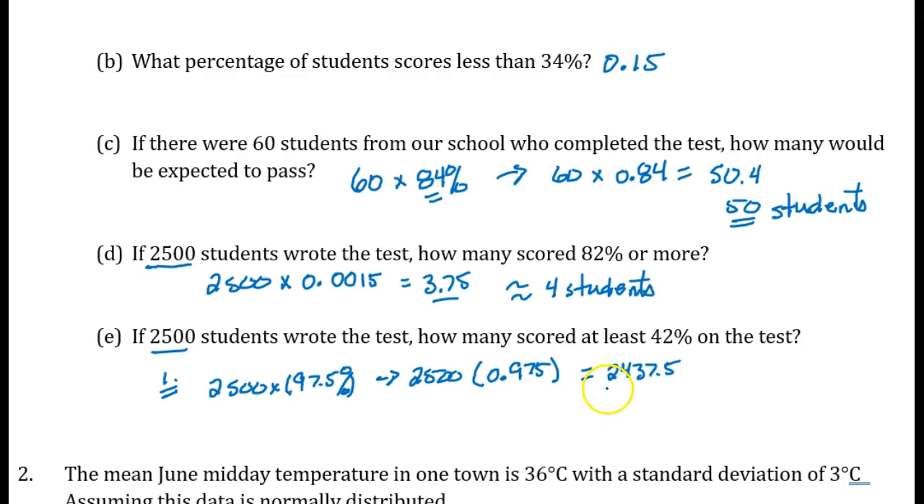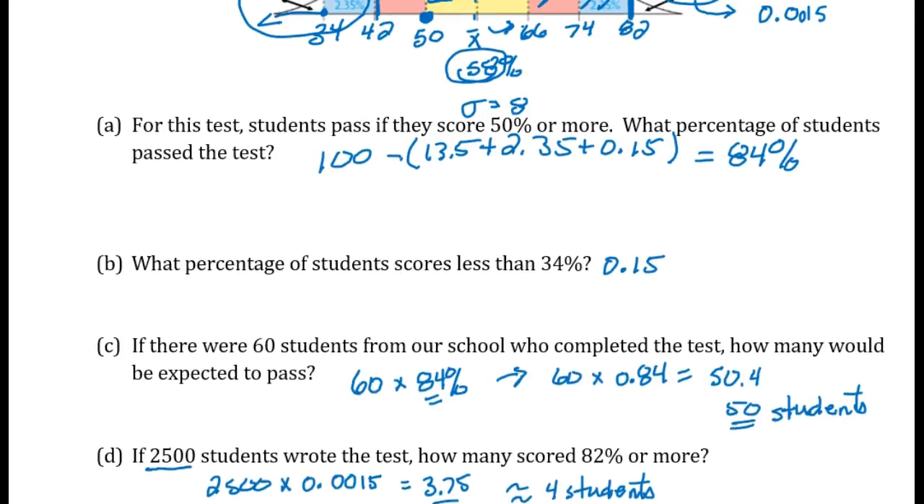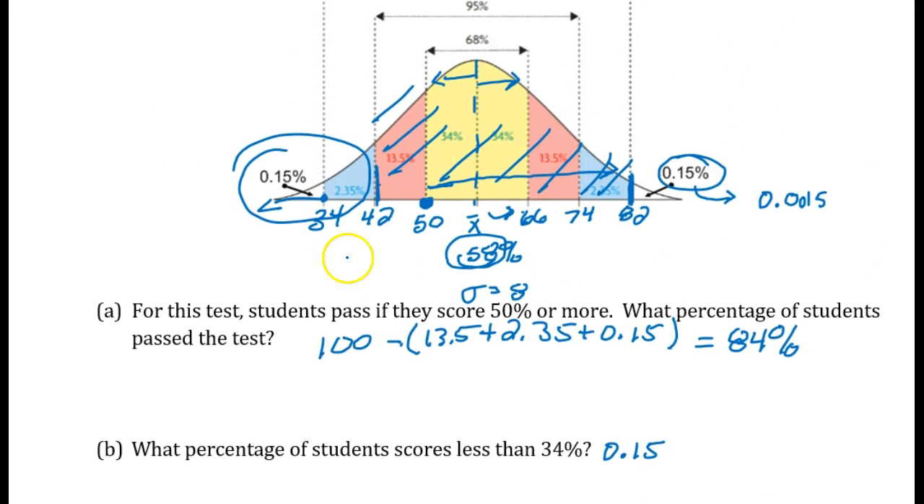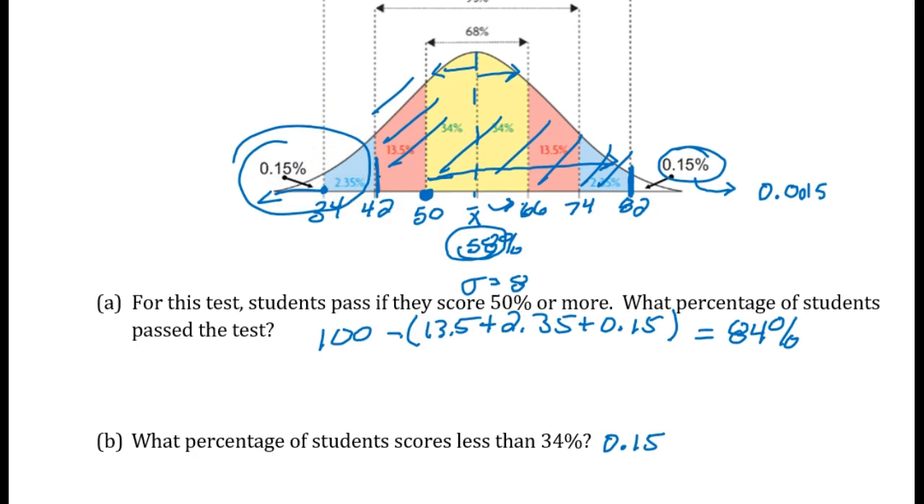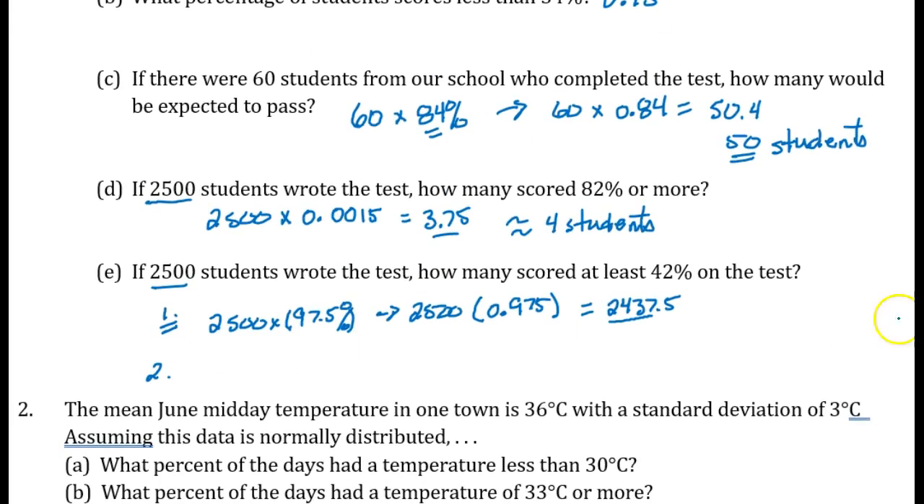So 2,437.5 students, or 2,437 students, had a mark of at least 42 on the test. Another way to look at this is to consider those that didn't get at least that mark. If you add 0.15 and 2.35, that's 2.5% of students who didn't get a mark of at least 42.